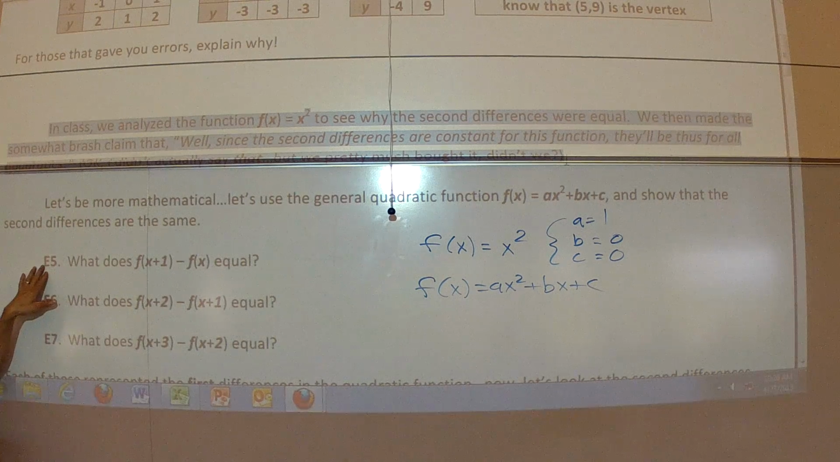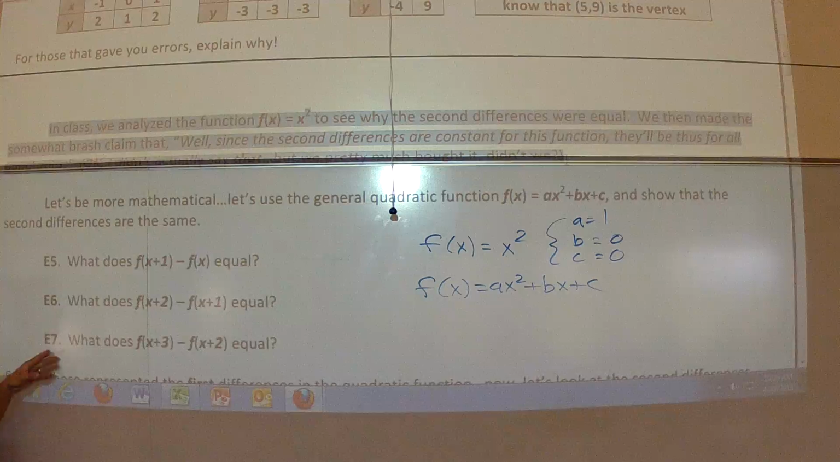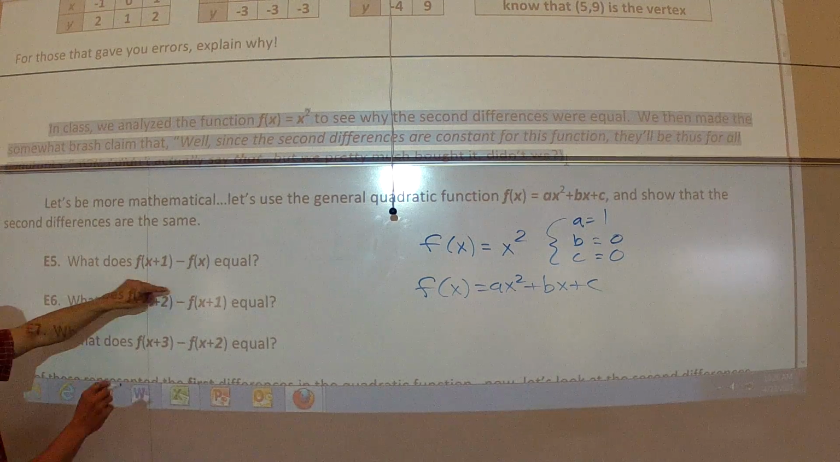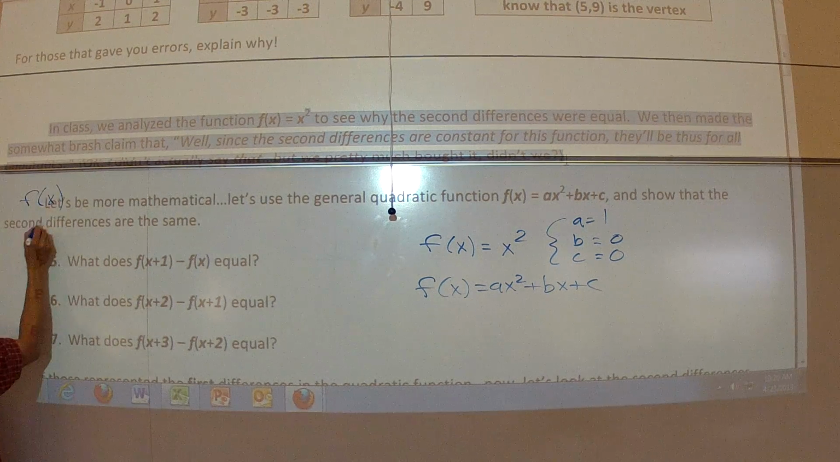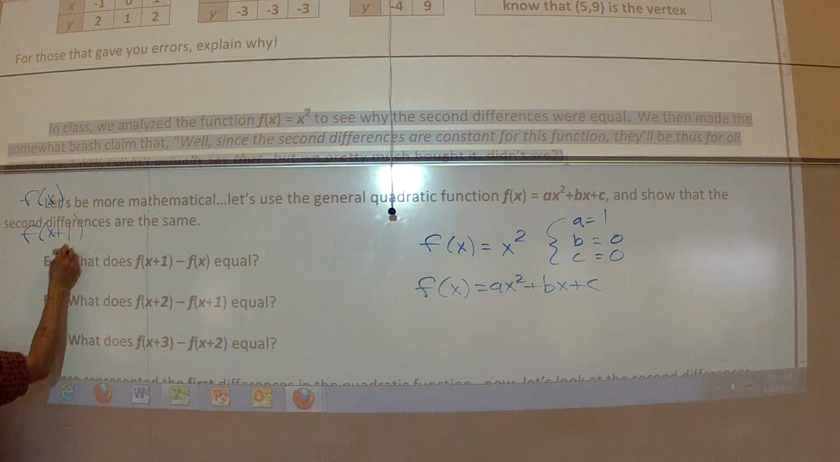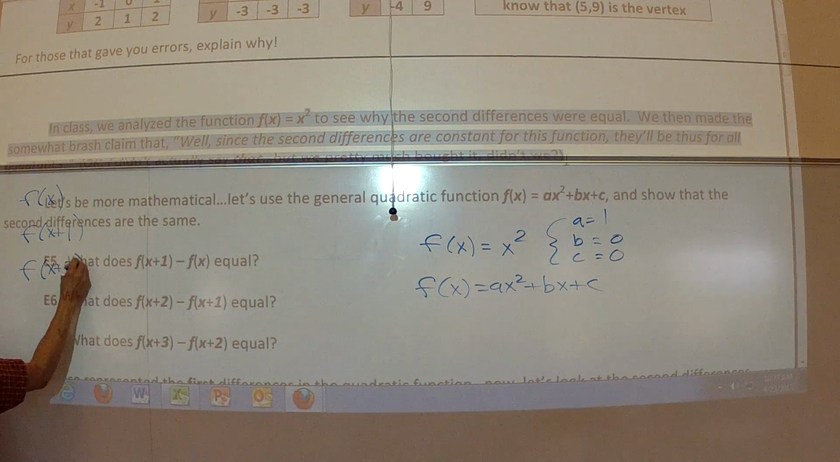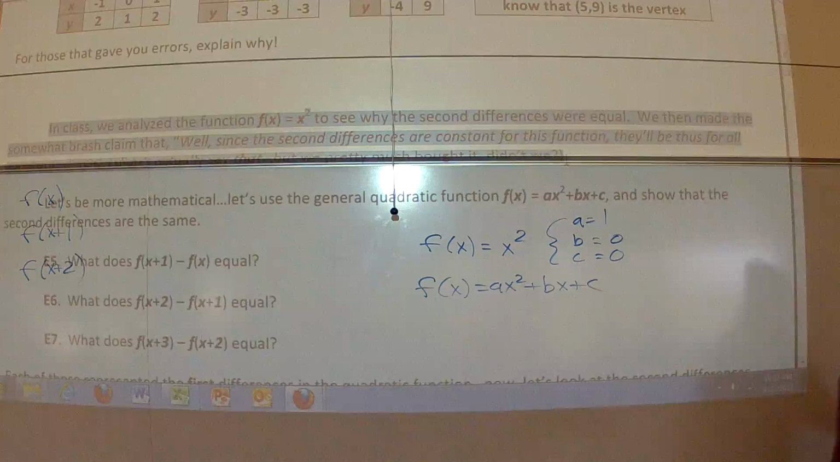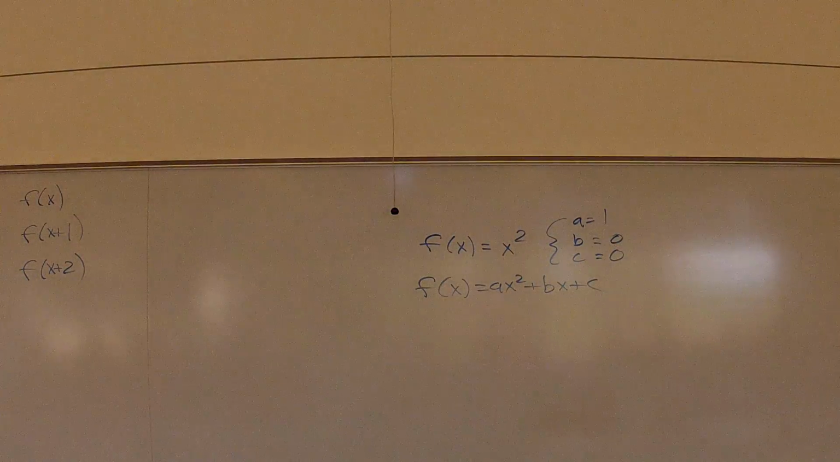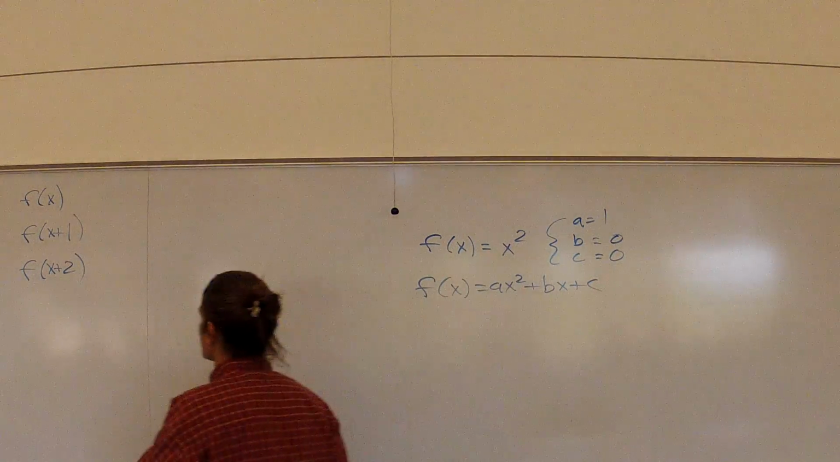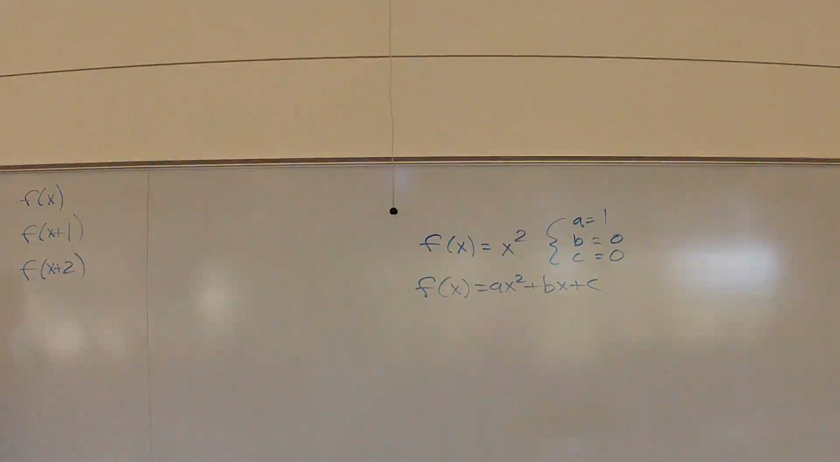So let's do E5, and we'll do E6 as well. And then I guarantee once you do E5 and E6, E7 will be like, oh yeah, I totally got this. Okay? We're going to need f of x, we're going to need f of x plus 1, and we're going to need f of x plus 2. Okay, so let's mute the screen. And we know we're using this as a function. So let's see what each of these means.